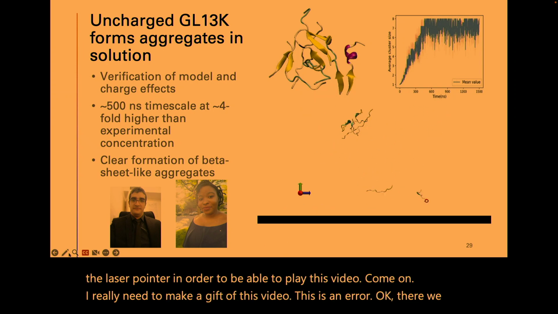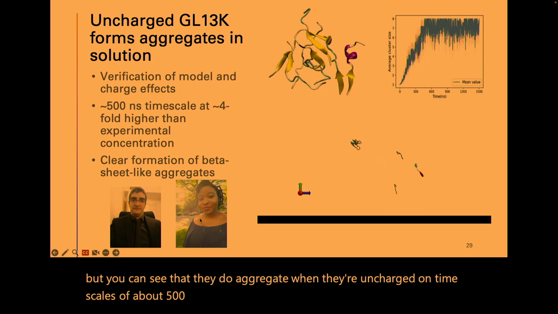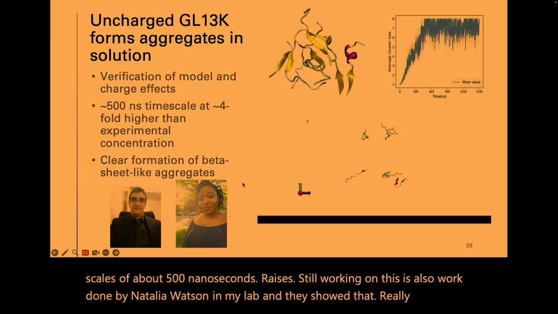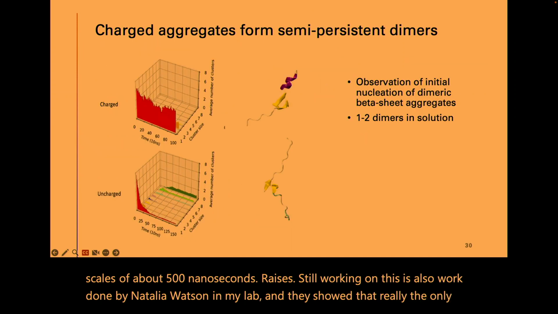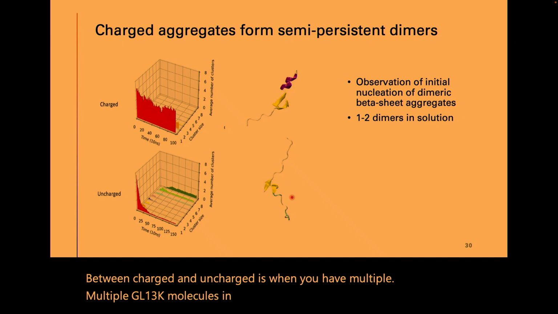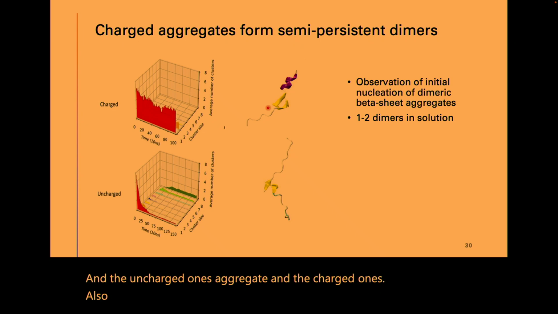But you can see that they do aggregate when they're uncharged on time scales of about 500 nanoseconds. Reza is still working on this. This is also work done by Natalia Watson in my lab. And they showed that really the only change between charged and uncharged is when you have multiple GL13K molecules in solution, and the uncharged ones aggregate, and the charged ones also aggregate a little bit, and this is important.